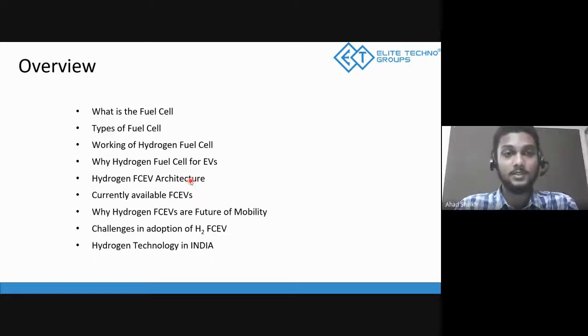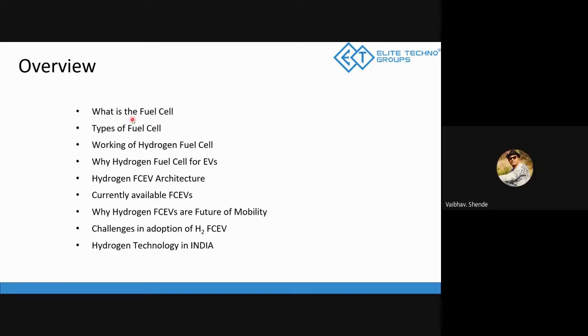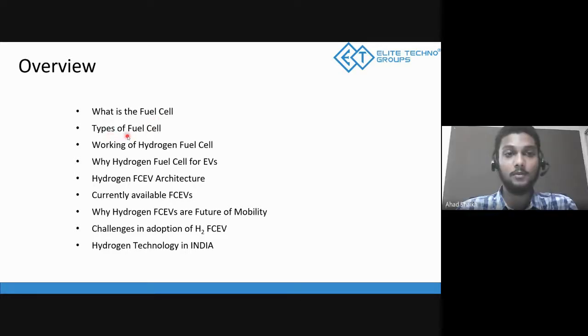Without taking much time, let's get started with today's session. Firstly, we'll talk about what is the fuel cell and the definition of it, what is the concept of fuel cell, and after that, what are the different types of fuel cells invented yet, and what could be the application of them, how they exactly operate, what is the working of it, what mechanism it follows, how does it generate the electricity, what fuels does it use. Those things we'll look at.